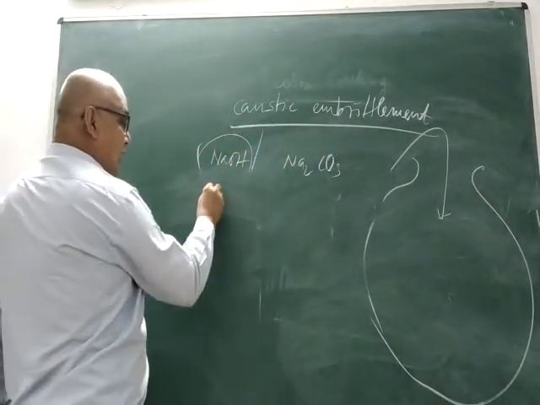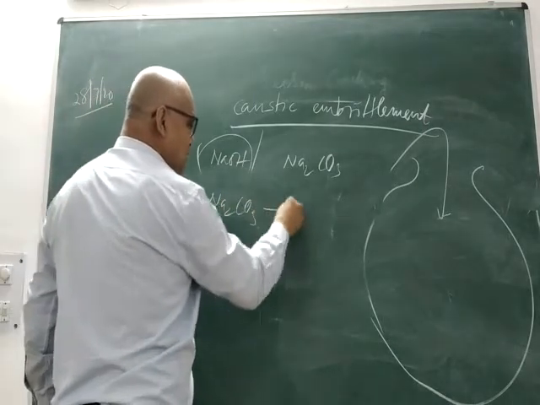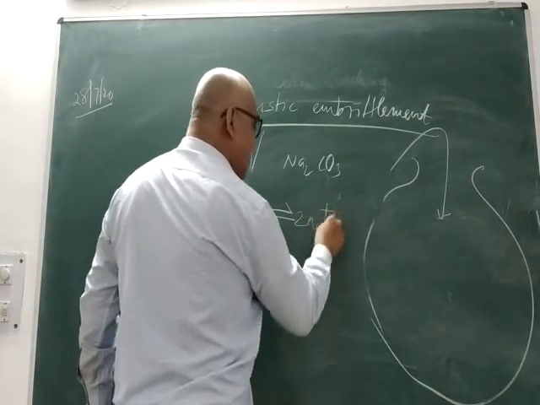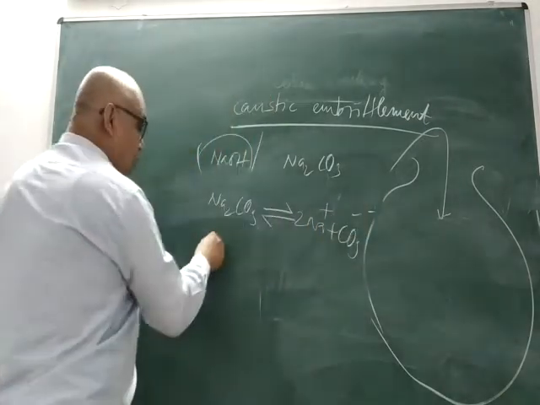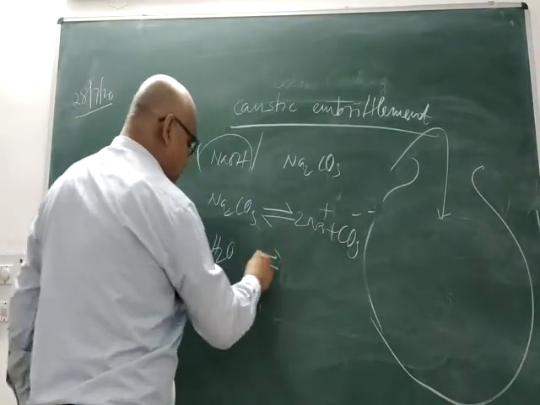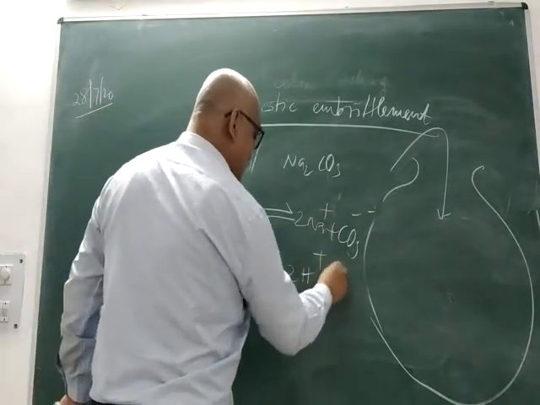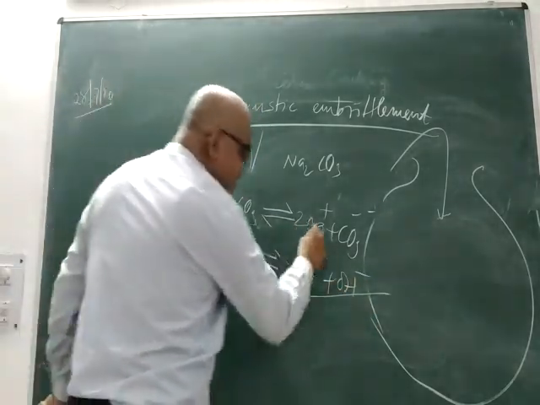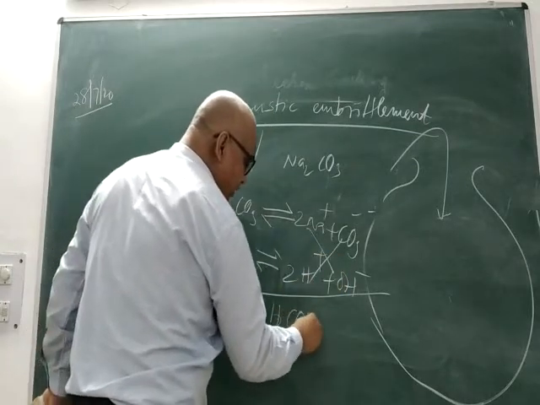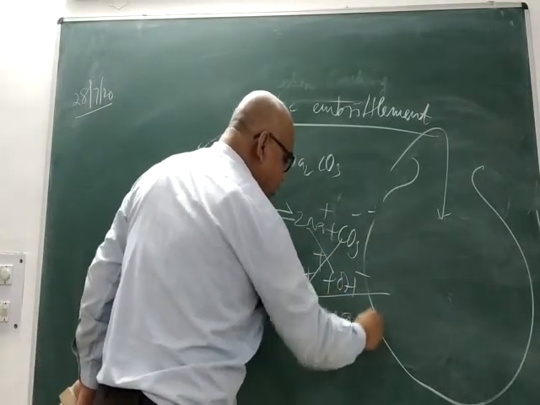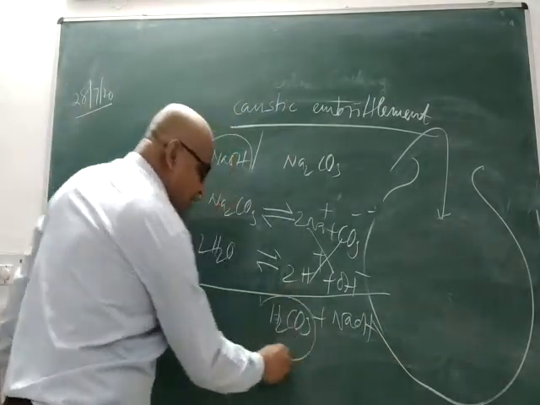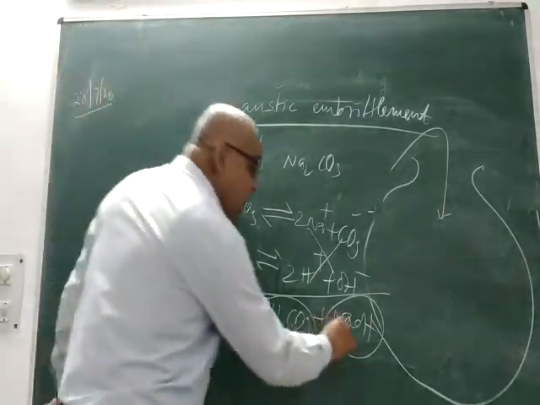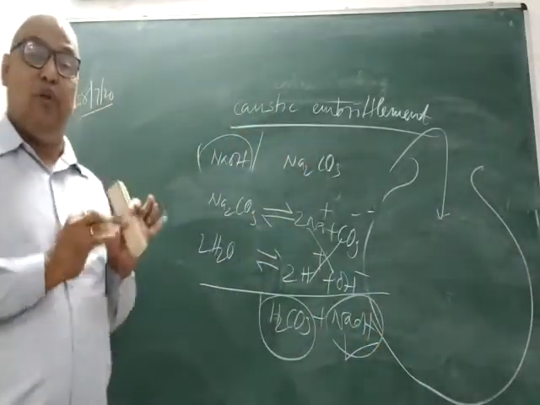Let us see. If sodium carbonate is there in water, during heating it will undergo splitting like that: 2Na+ plus CO3 2-. Water at the same time will split to produce H+ and OH-. Now, due to interionic force of attraction, there will be H2CO3 plus sodium hydroxide. As all of us know, H2CO3 is a weak acid, but sodium hydroxide is a strong base, and therefore it will prevail in the water.